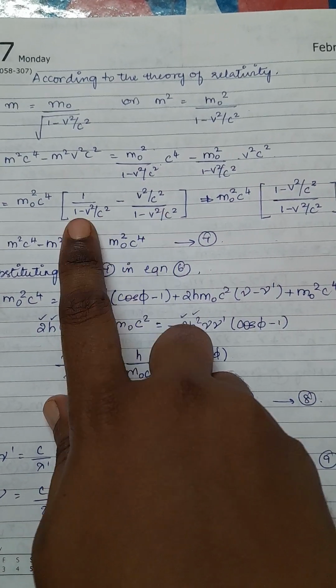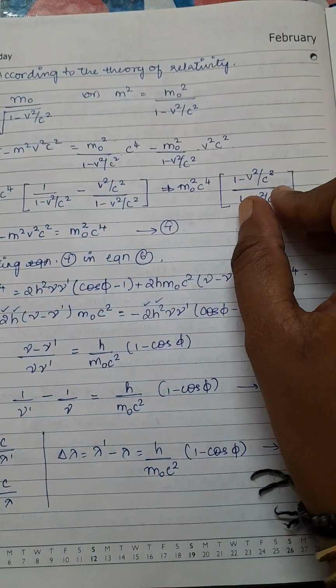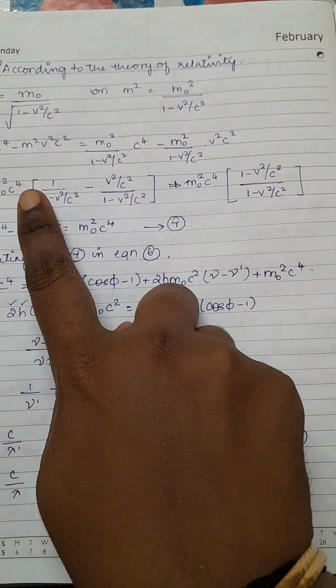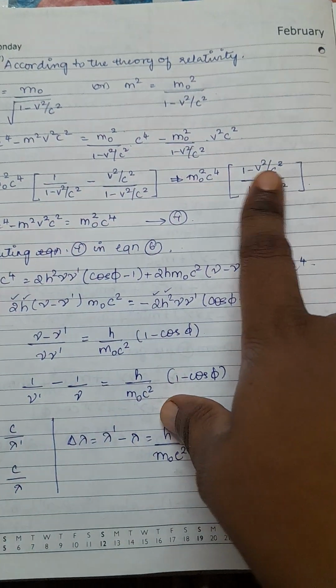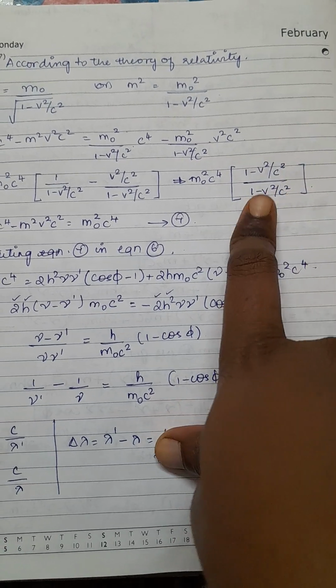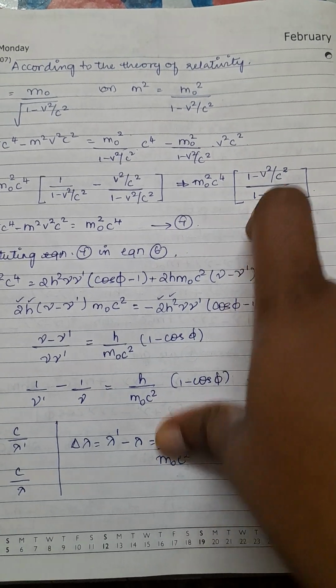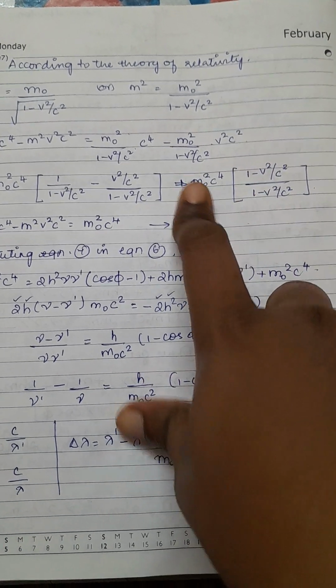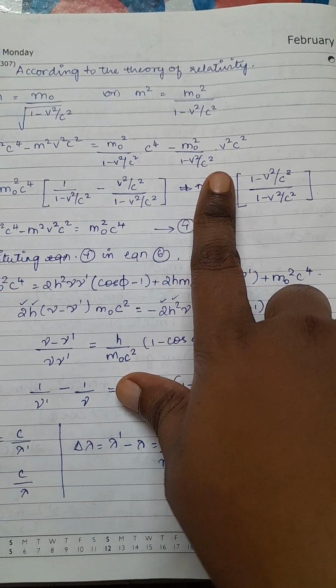So now you can see the denominators are common, so you can take the common denominator and combine the numerator. So it will be 1 minus v square by c square, again the denominator is 1 minus v square by c square, so this part will get cancelled. We will get only m naught square c power 4.